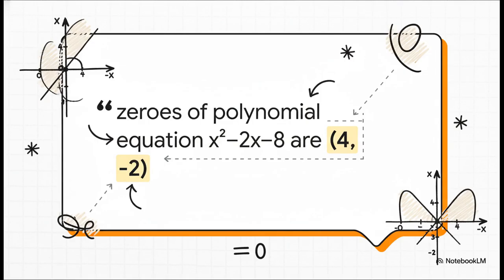Let's take a look at an example. We've got the polynomial x squared minus 2x minus 8. Now, through a neat little process called factoring, we can actually break this thing down. And when we do, we discover that if you plug in a 4, or if you plug in a -2 for x, the whole expression becomes 0. And there you have it. Those are our zeros, found with algebra.